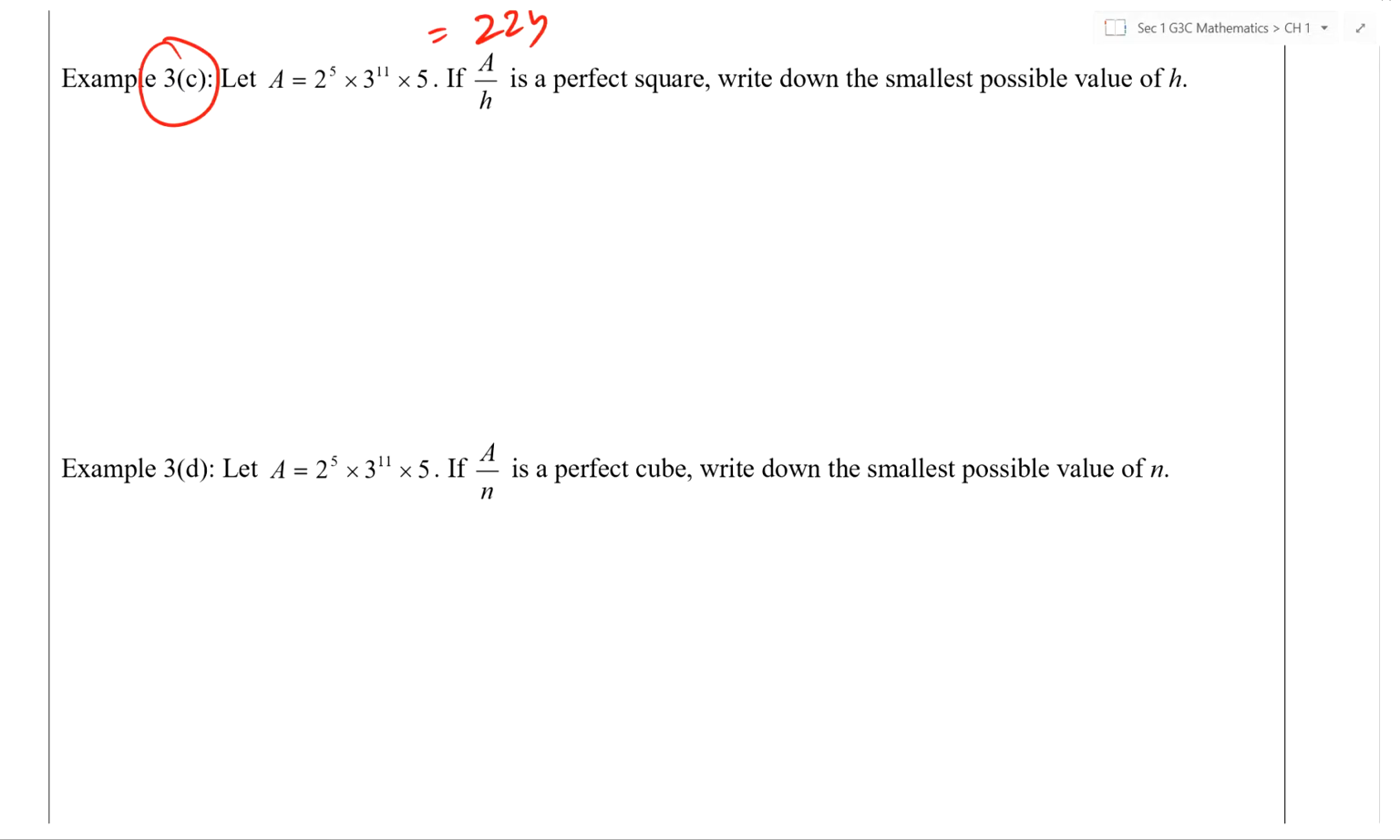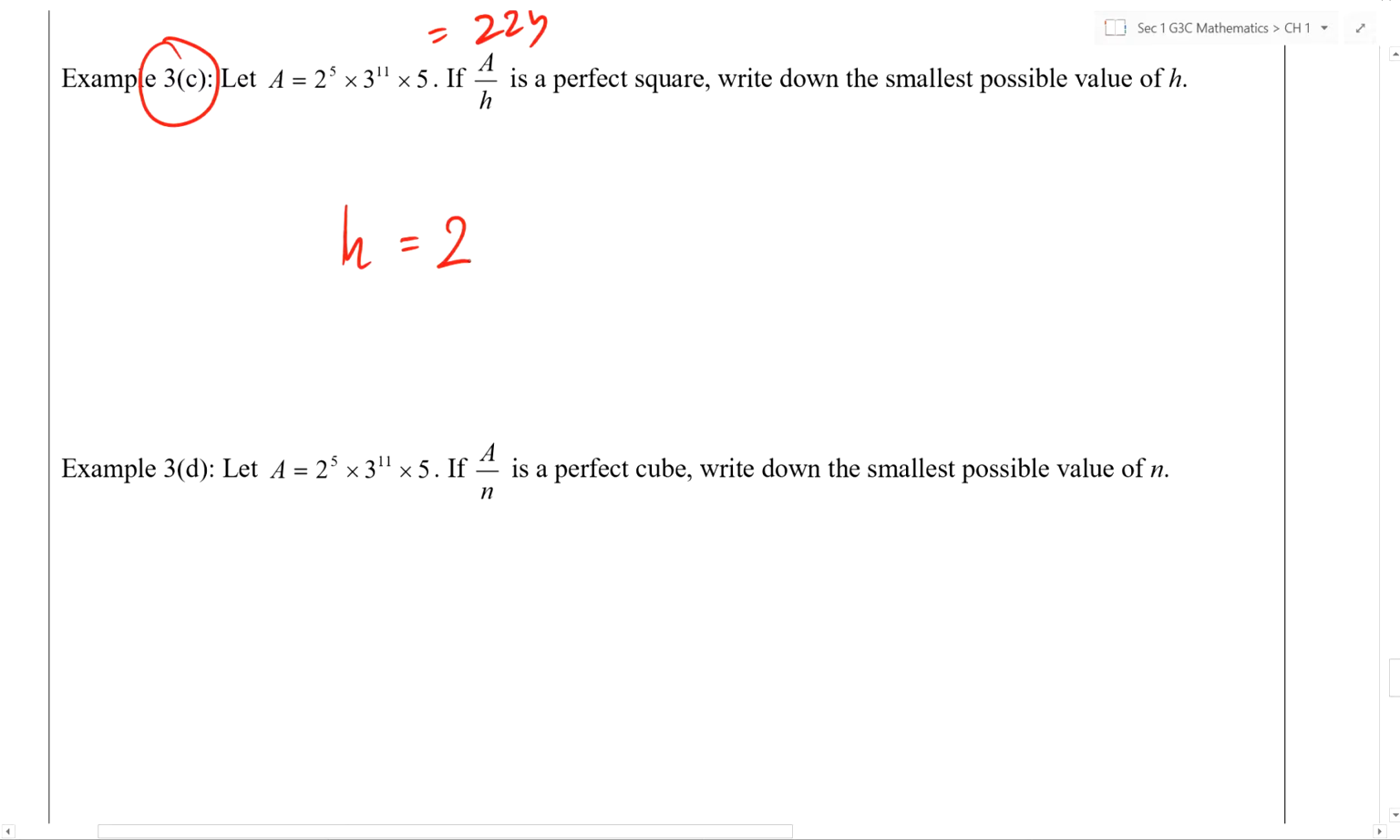So if it is a divide by h, I know that all the powers for A will eventually decrease, they will drop down. Since I want it to be a perfect square, I want the final answer to have even powers. Right now I look at 2, it has power 5. So I need to drop it down to become power what?